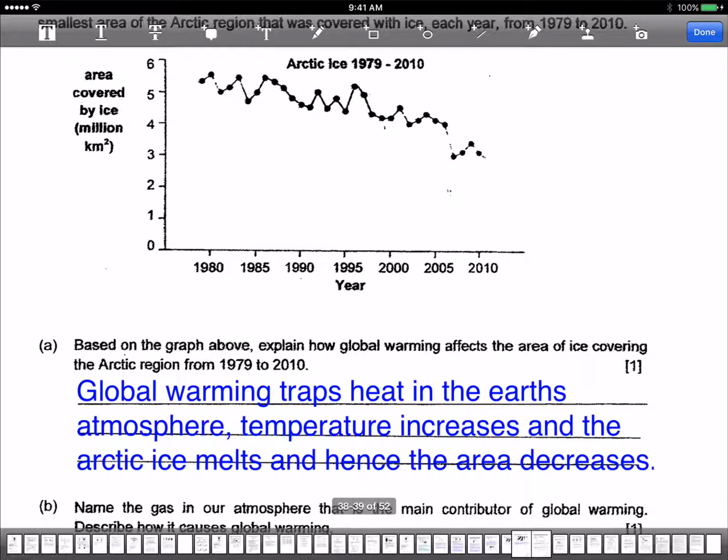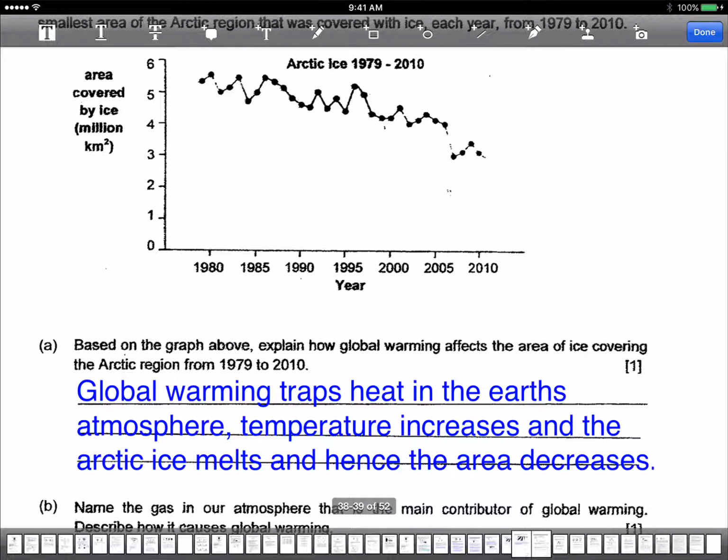Now, a lot of students will just say that the area decreased, global warming caused the area to decrease, or global warming caused the ice to melt. That's it, right? You may not get maximum marks if you just write that way. So it has to be in sequence. You have to talk about what's going on step by step.